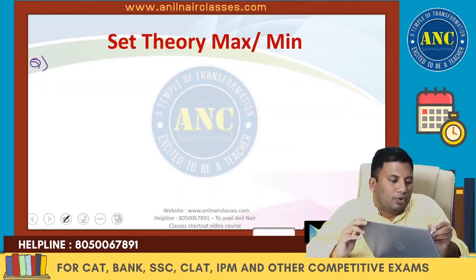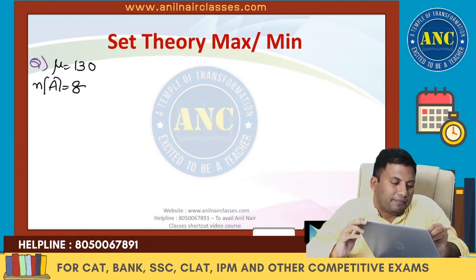Second question, mu is nothing but 130. N of A is nothing but 80.